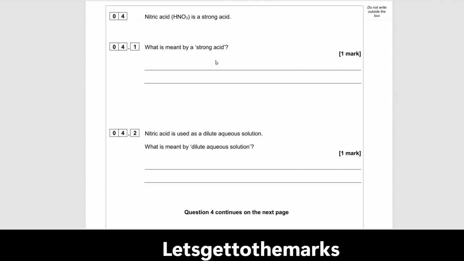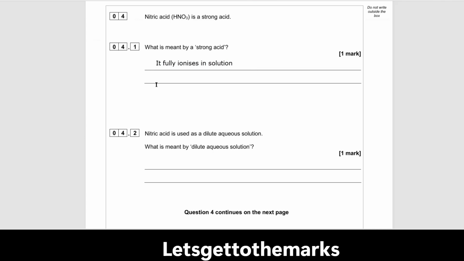Okay, the biggest misconception here, guys, is people are going to say, oh, it's got a low pH. Now, generally, strong acids do have a lower pH than weak acids if they're of the same concentration. However, what a strong acid is, you need to know this definition off by heart, so I suggest you put it on a revision card. It fully ionizes in solution. You could put in water.